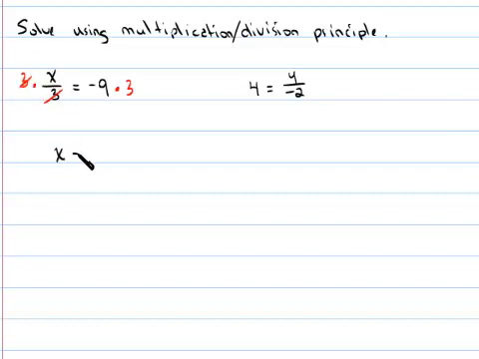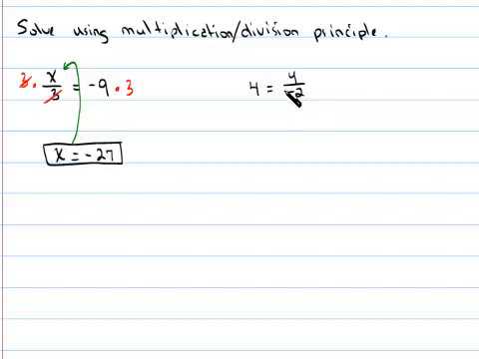So we get x. On the other side, negative 9 times 3 is negative 27. That would be your solution, and if you want to test it out, go for it. The original problem: negative 27 divided by 3 equals negative 9. Always check your work until you get comfortable.